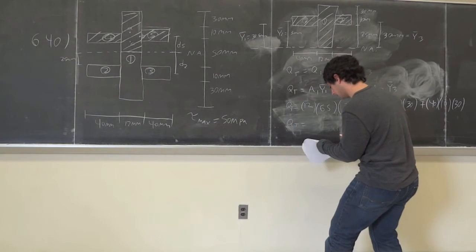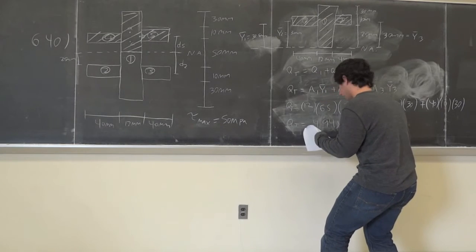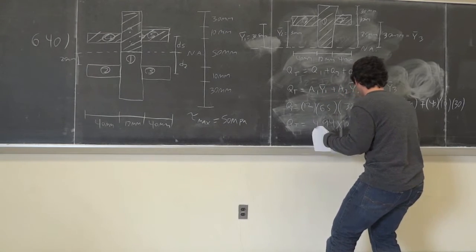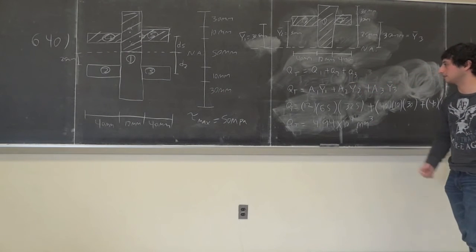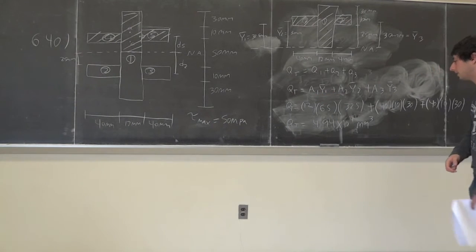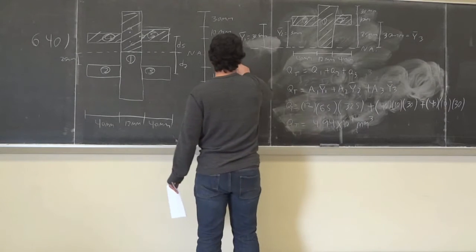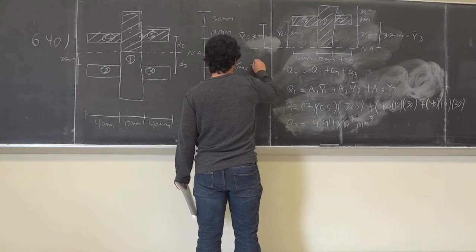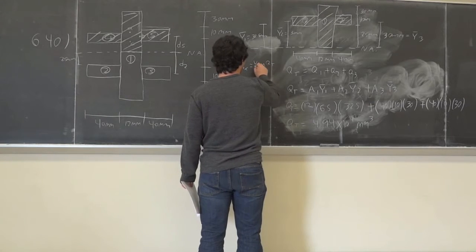Q total is 4.94 times 10 to the 4th millimeters cubed. Remember, this is millimeters cubed because we have an area times a distance. All right, so we got Q total, and remember, tau max is equal to V max times Q total over I total times T.